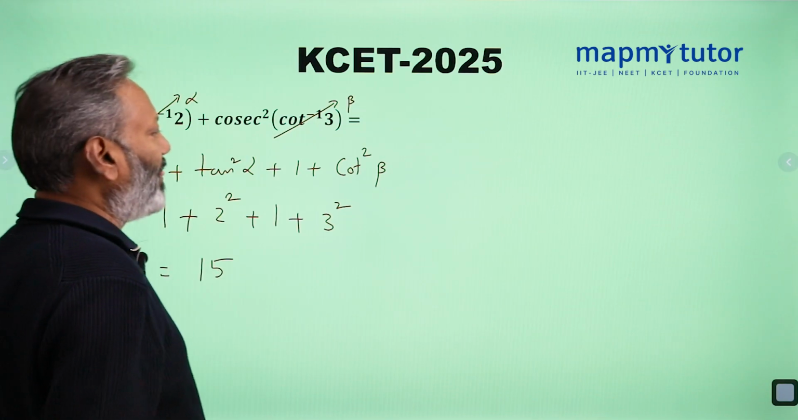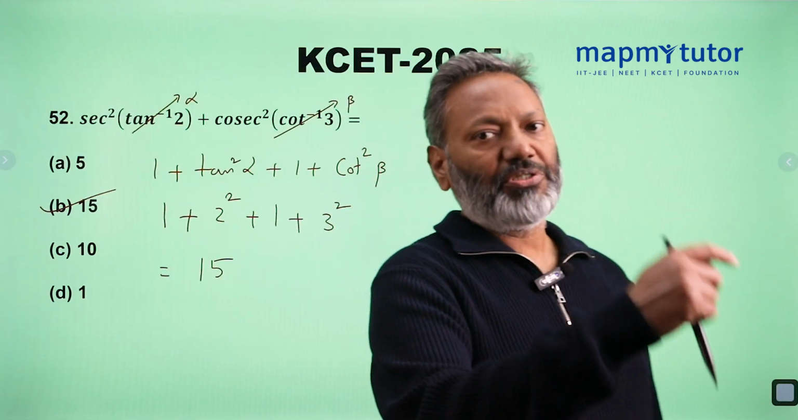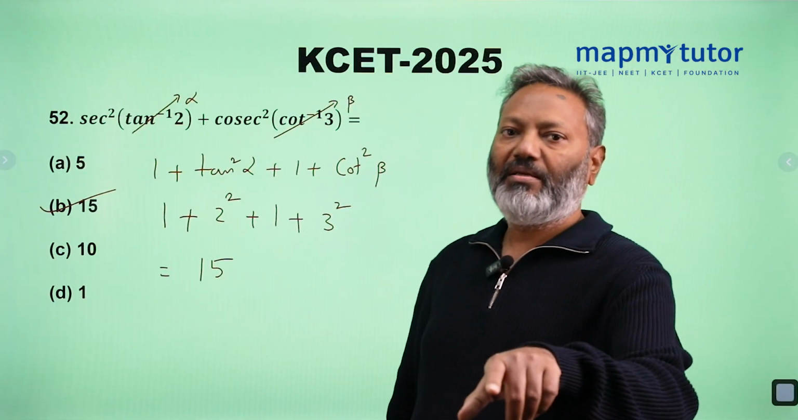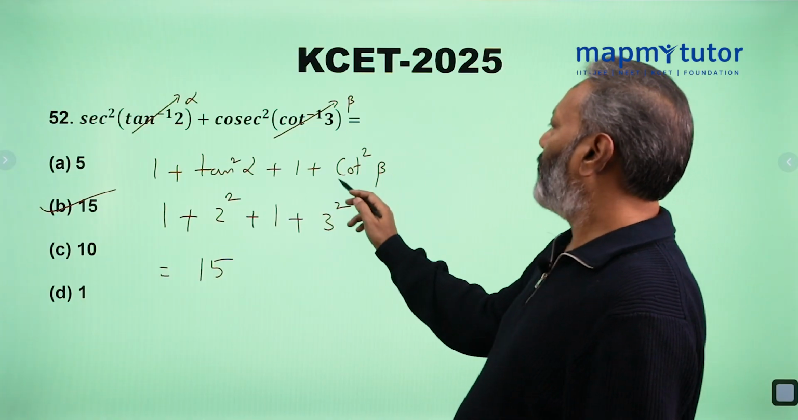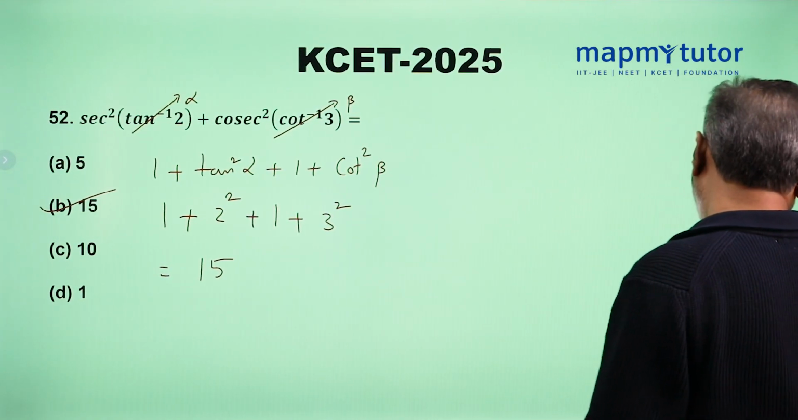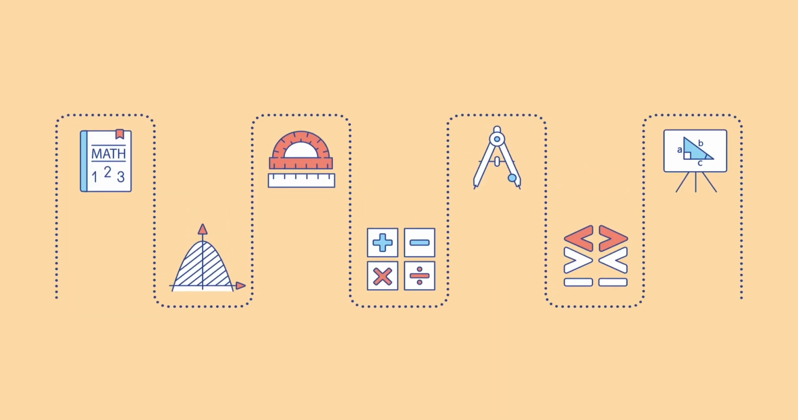Option B. Okay, there are two identities I used. What are they? 1 plus tan square is secant square. 1 plus cot square is cosecant square. That's it. We can finish that problem.